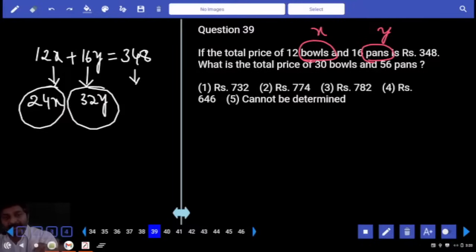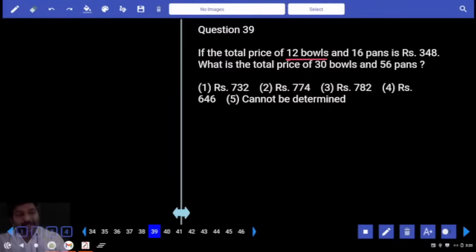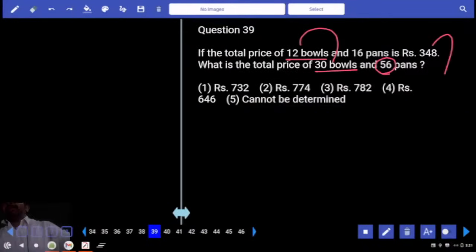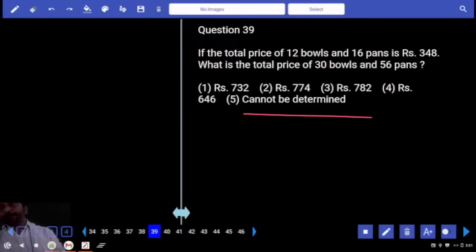You got it? Right. So in the question, how many bowls are there? 12, how many times is 30? 2.5 times. If pans are also 2.5 times, 2.5 times in the sense 40. If you have 40 pans here, the answer also will be 2.5 times of 348. But do we have 40 pans there? No. Apart from 40, if you have any other number, the answer cannot be determined. So the answer is the 5th option.